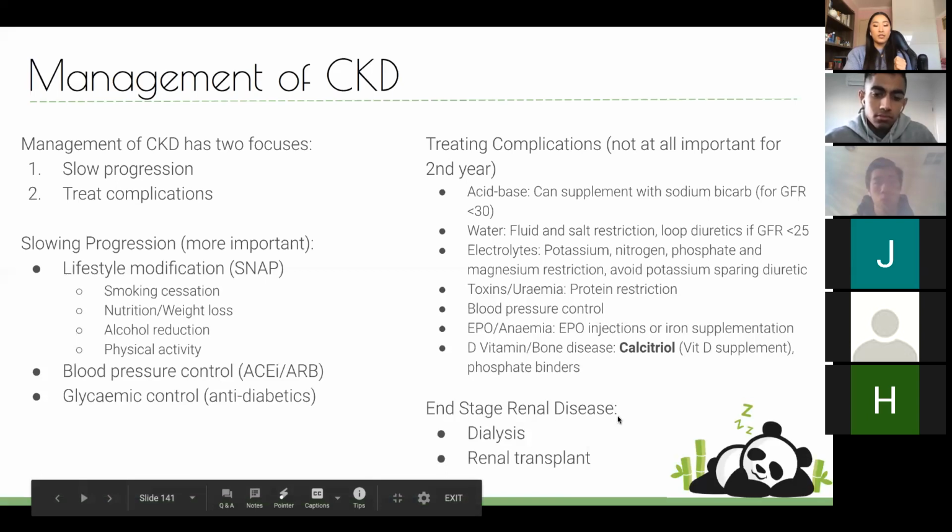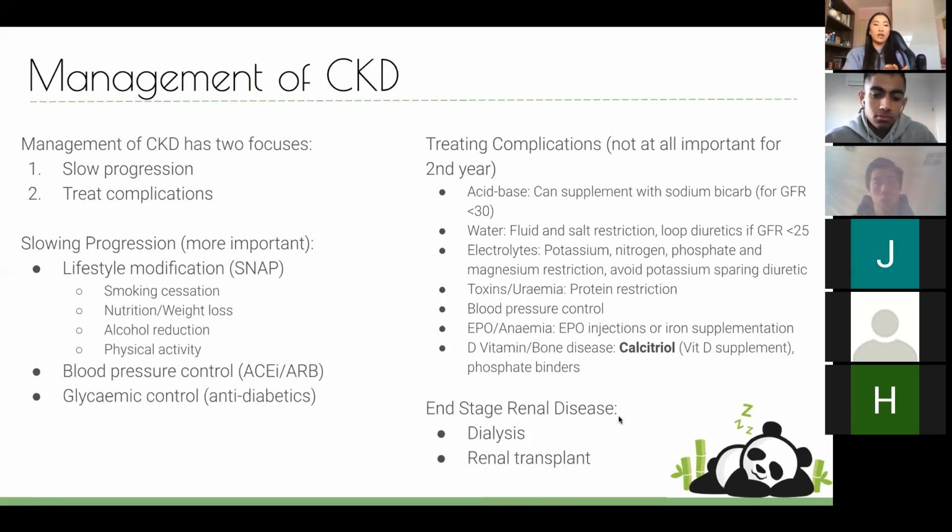And then when it comes to end-stage renal disease, when they're in that final GFR of 9–10% of function, there's really only two options: dialysis as a bridge, and then renal transplant would be the definitive treatment. If they can't get a transplant, it's just palliative dialysis, essentially.